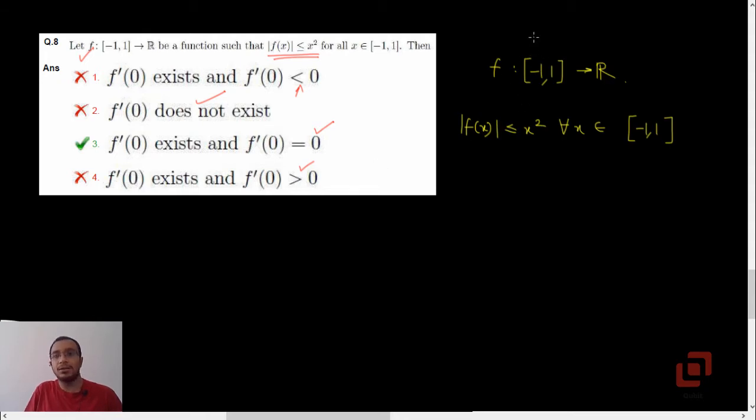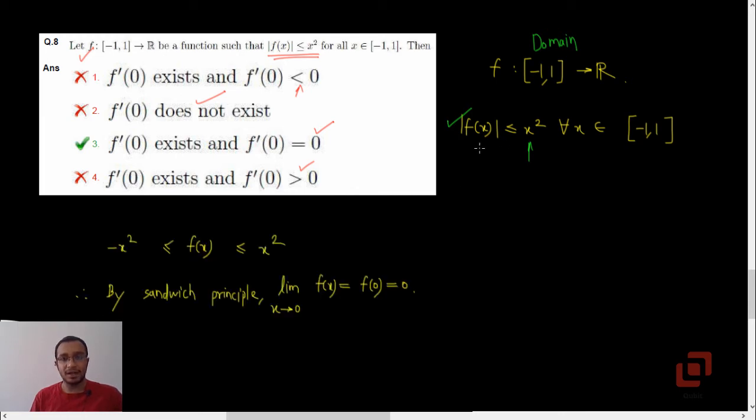We know that the domain of this function is the closed interval -1 to 1 and its codomain is the set of real numbers. Okay, and we also know that for any value of x in its domain, the absolute value of the function is less than or equal to x squared. All right, so we can also say that the range is also -1 to 1 due to this particular restriction. Okay, now first we will prove that the function is continuous and then we will prove that it is differentiable, because if the function is not continuous then it cannot be differentiable.